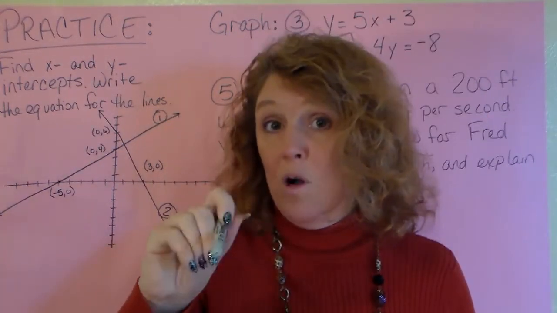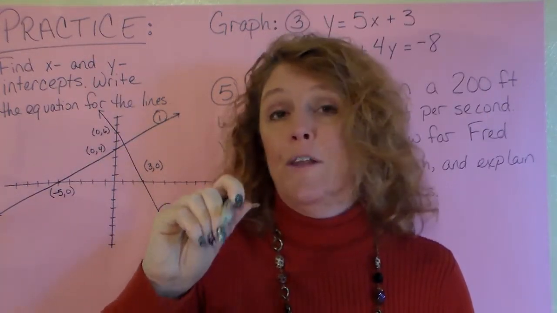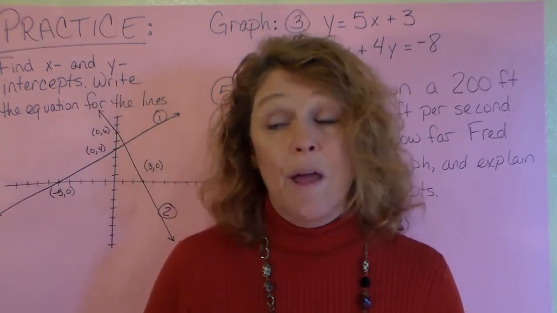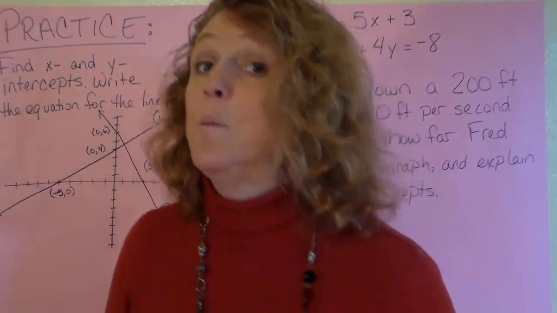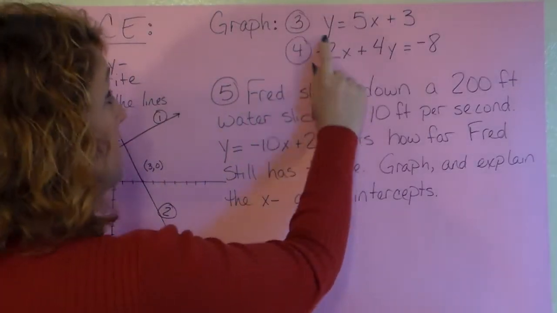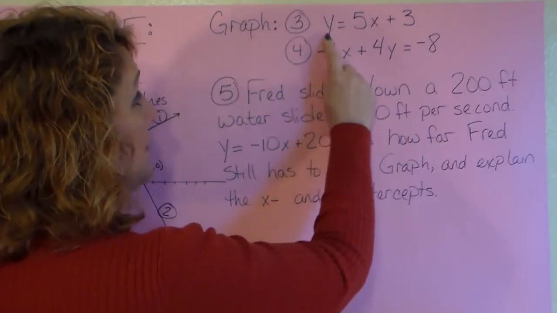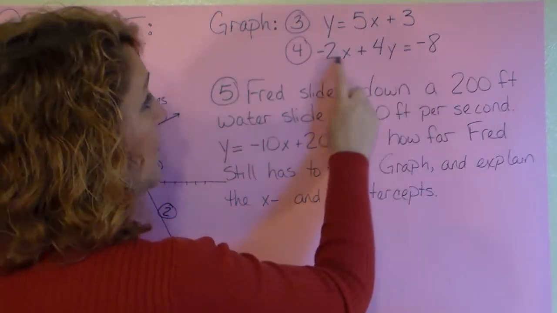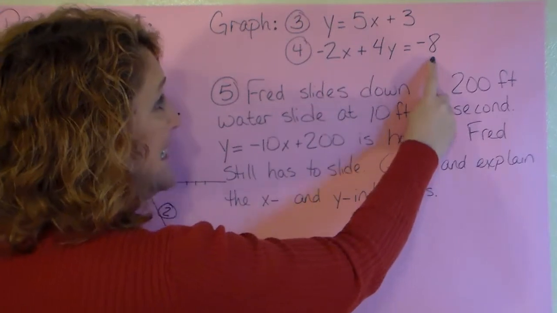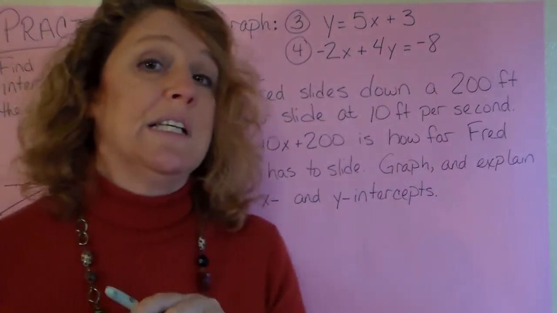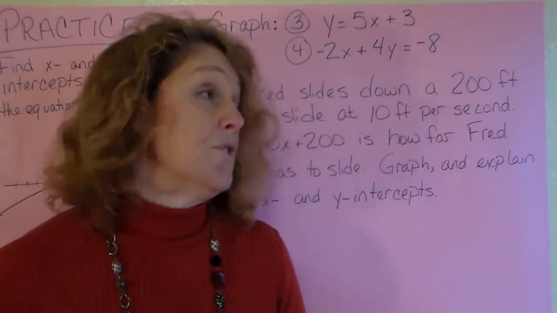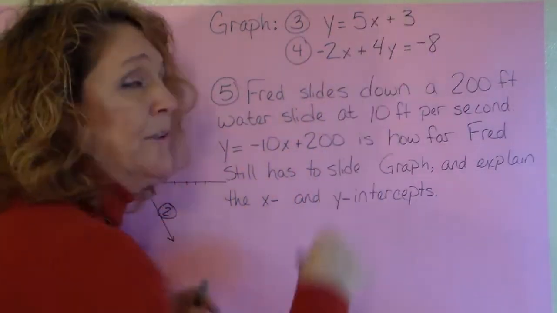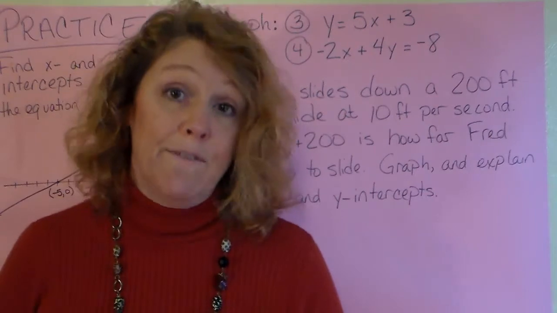You're going to start at one point. You're going to find the rise and the run to get to the other point. That gives you the slope. And then you can write y equals mx plus b. Numbers 3 and 4: this one gives you an equation in slope-intercept form. This one gives you an equation in standard form that you have to put into slope-intercept form. So you're going to have to add 2x to both sides, that whole 9 yards. Then you're going to graph them.